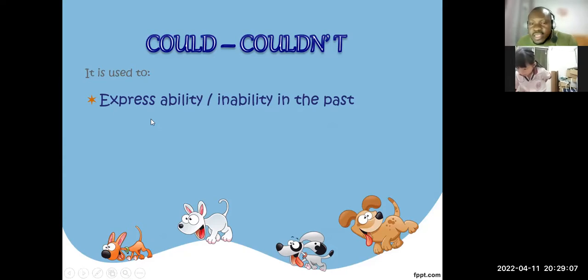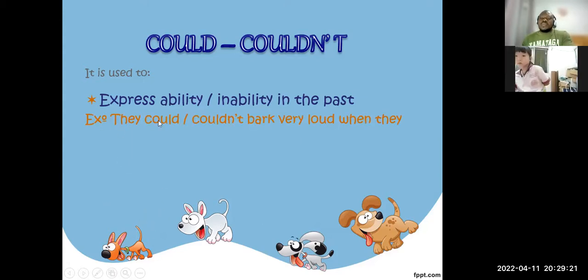So let's look at a certain example where we're still talking about these little dogs, these nice little puppies. What are we saying? They are no longer puppies. Why are we saying that? We're saying they couldn't bark very loud when they were puppies. So now they are big dogs. When they were puppies, they were like, woo, woo, woo. Now they are big dogs. Woo, woo, woo. That is loud, right? So they couldn't bark very loud when they were puppies. So what are we saying? The inability or ability, right?